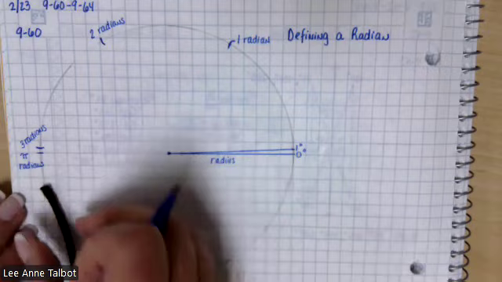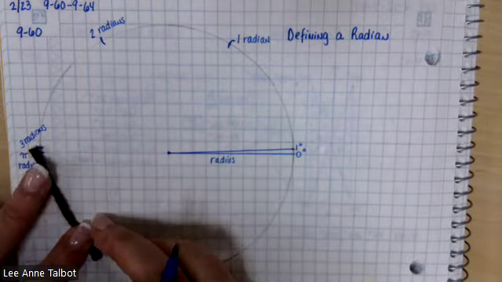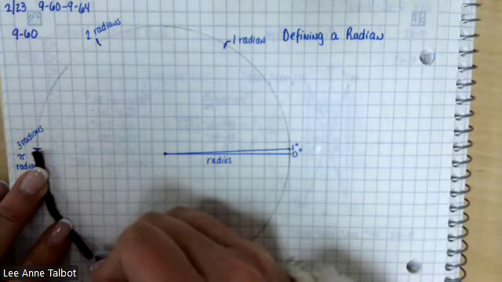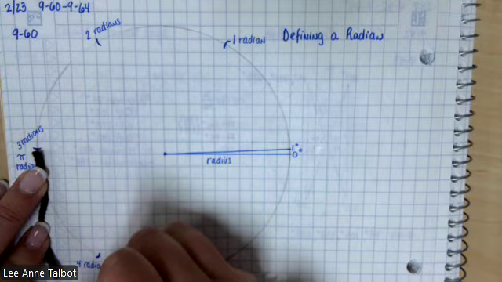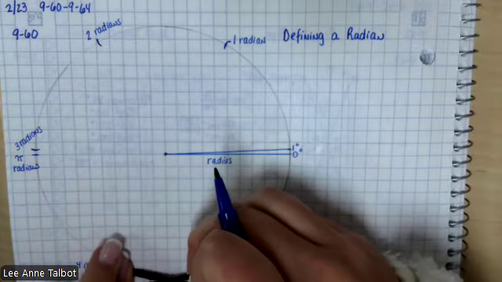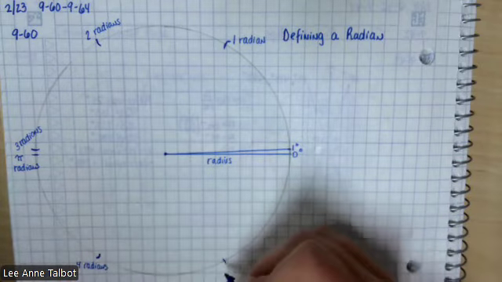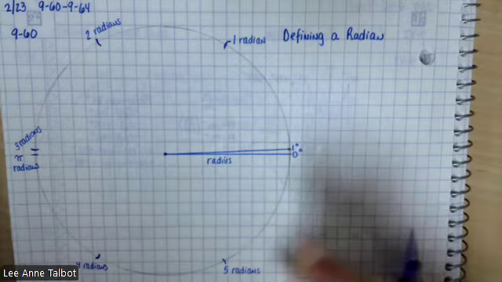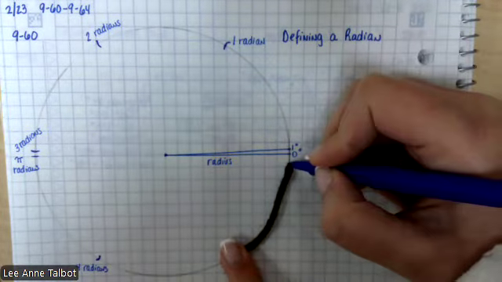Okay, well, let's keep going. So I'm going to put my little yarn guy up to 3. This is about 4 radians. This is about 5 radians. This is about 6.